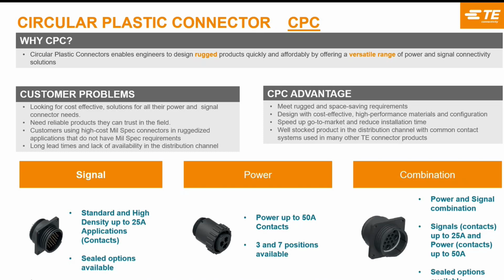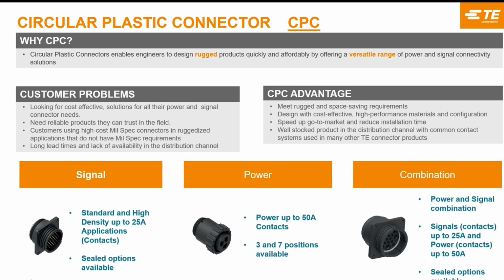And the availability that we have in the distribution channel and the relationship that we have with them is very well established. What you see at the bottom is basically the way we break down the circular plastic connector portfolio into 3 groups, and that is the signal, the power, and the combination. So the combination refers to the hybrid versions. The signal part refers to the standard and high density up to 20 amps of applications, and it does also include sealed options, sealed meaning meeting IP67 requirements.